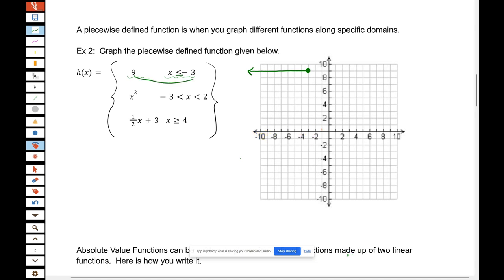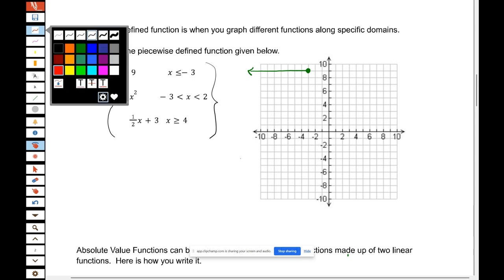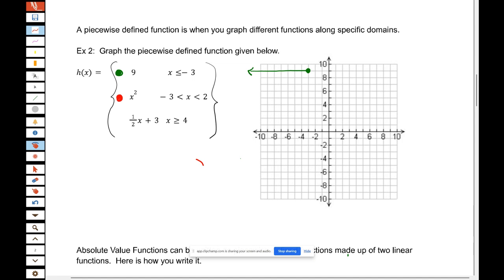Then the next section is x squared. It's a parabola. I'll just put a dot here to note the color I'm doing it in. Now I will graph the parabola portion. Y equals x squared is your basic parent parabola, and we're going from -3 to +2. The points are (-2, 4), (-3, 9), and then (2, 4). But this point is not included, so it's an open circle.